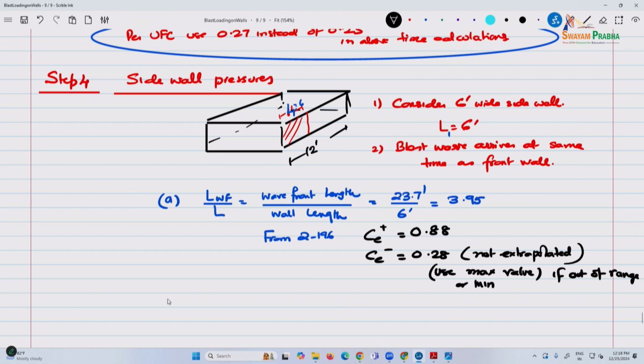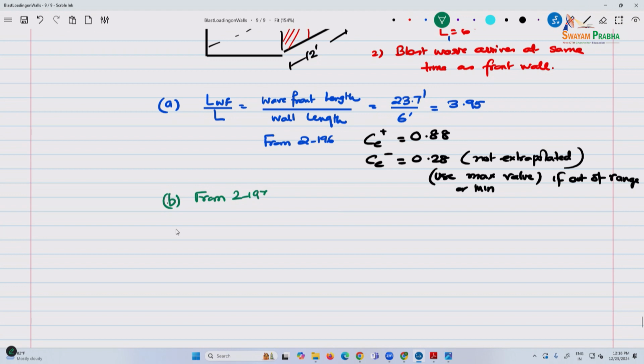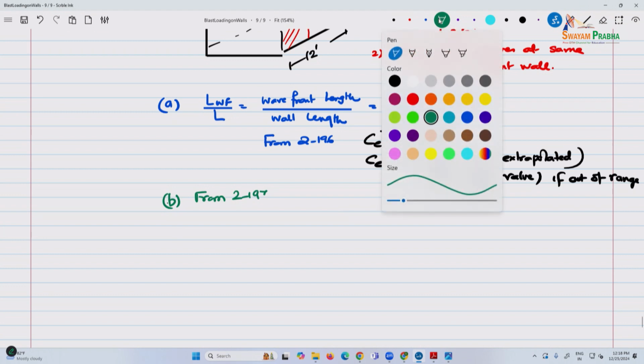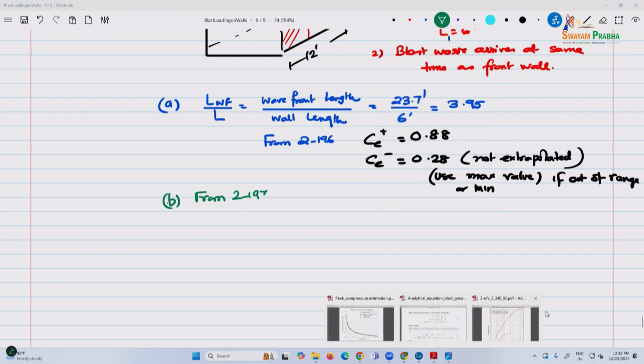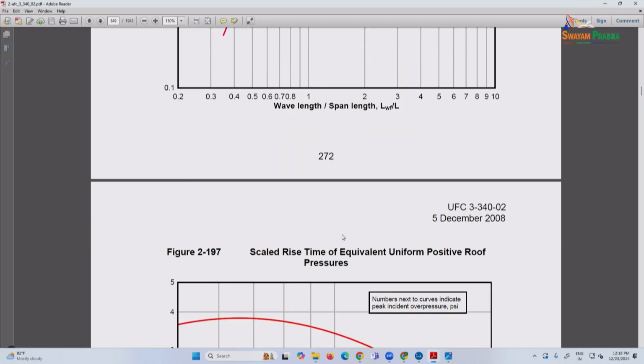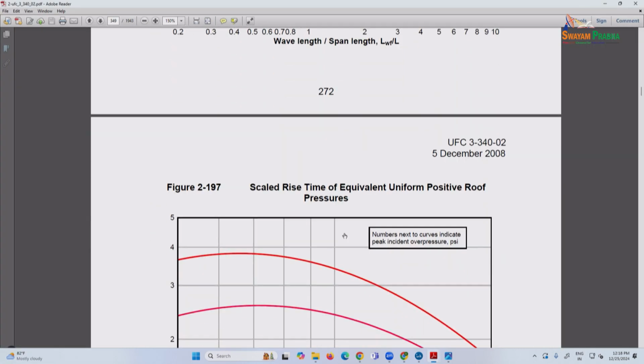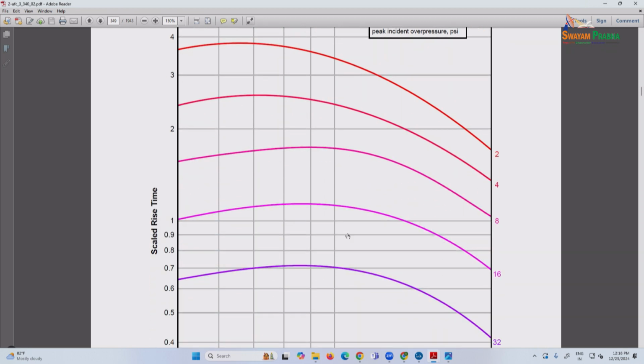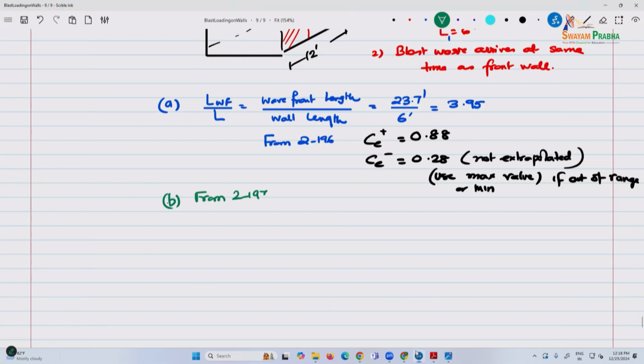And then the second is from 2-197. I think it's the end of the page. So from 2-197, which is basically the rise time for uniform pressures. So the scaled rise time is what we are calculating here.